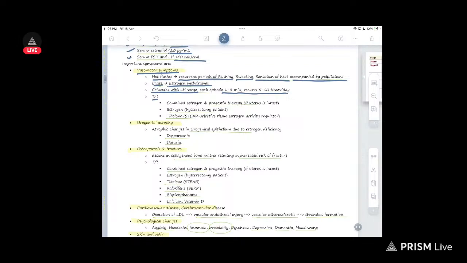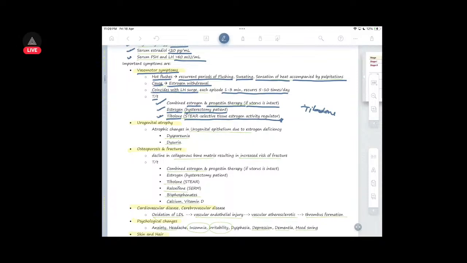So treatment is combined estrogen and progesterone therapy if uterus is intact, estrogen only in a hysterectomy patient, and tibolone, which is selective tissue estrogenic activity regulator. So because hot flushes are recurrent flushing, sweating and sensation of heat accompanied by palpitation, you can treat it with estrogen and progesterone therapy if uterus is still intact. Only estrogen if hysterectomy is done. Tibolone, which is selective tissue estrogenic activity regulator.